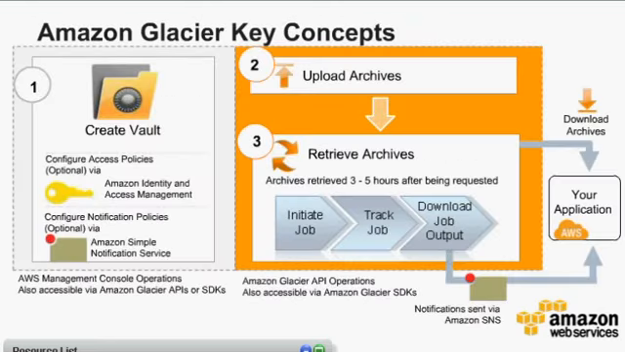So this picture shows all the key Glacier concepts put together. On the left, we create a vault. When you create a vault, you can attach IAM policies to it, set up users. You can also set up notification services at the vault level. Then you can upload archives into your vault, and then based on your business requirements, you can retrieve archives using a 3-step process.